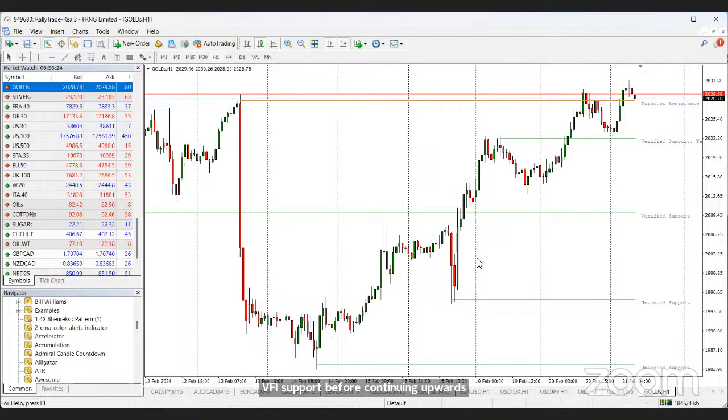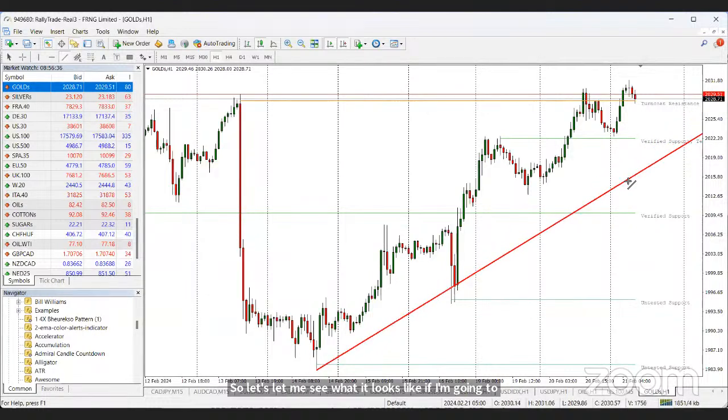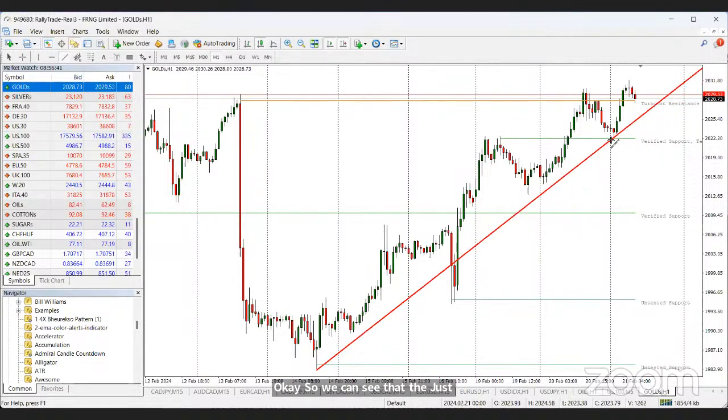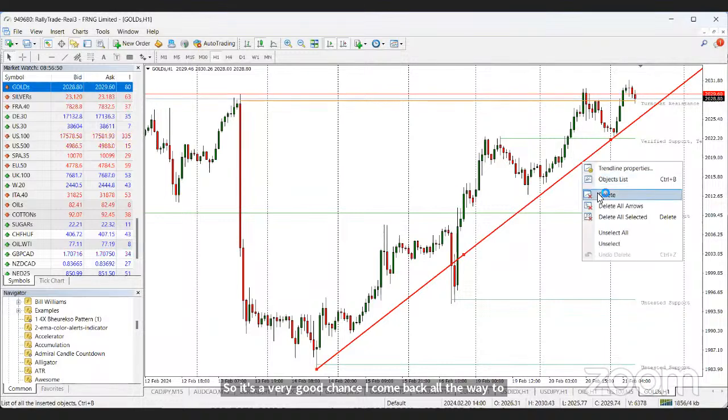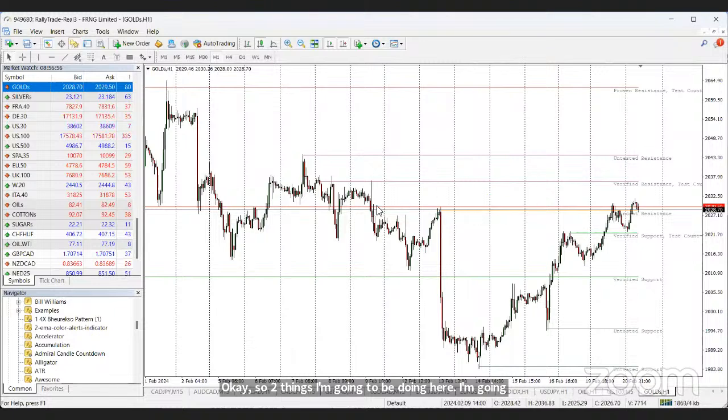Now, so let me see what it looks like if I'm going to be setting my. Okay, so we can see that there's a test here. So it's a very good chance it might come back all the way to this region before it bounces back up as well. Okay, so two things I'm going to be doing here. My preference, my bias is a continuous buy. All right, you can see that price has tested here, rejected, and it's already back to that region as well, most likely moving towards this proven resistance again.